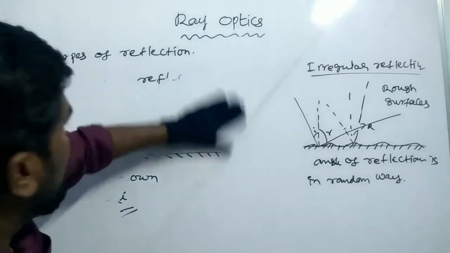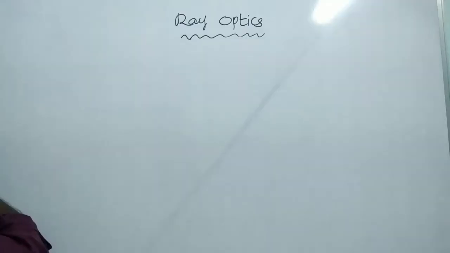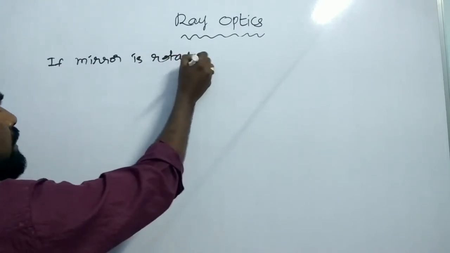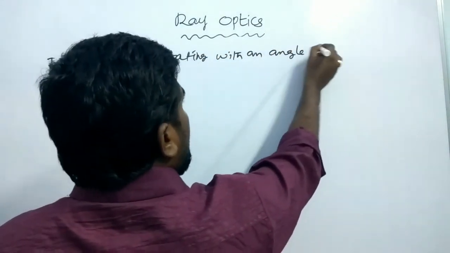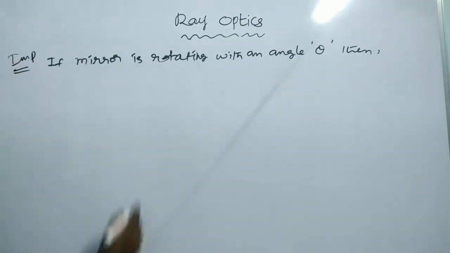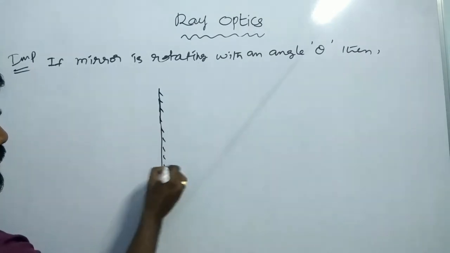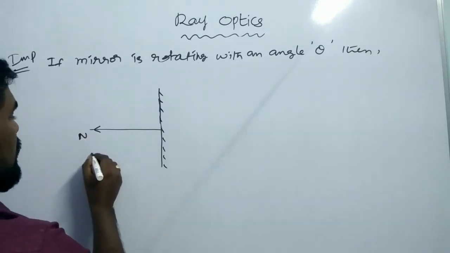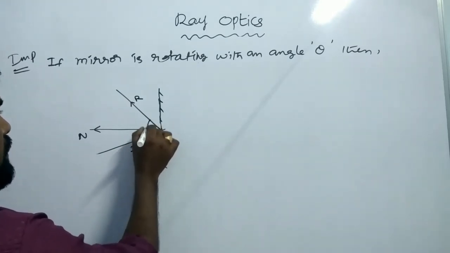And now, if the mirror is rotating with an angle theta, then what is the angle of reflection? Very important. Suppose this is the mirror, and this is the normal line. Here is the angle of incidence, and this is the angle of reflection. So this is capital R and this is capital I, this is small i and this is small r.